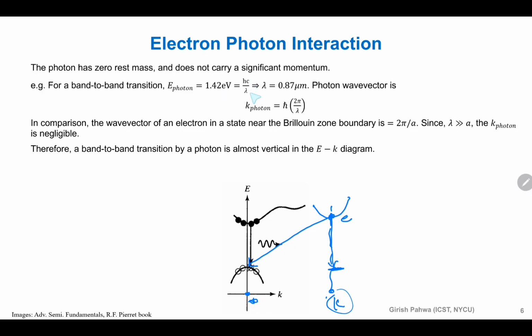Let me see. So this is hc by lambda equals energy, inversely proportional. So if you increase the energy of the photon, a very, very high energy photon, then maybe your lambda will reduce, right? Lambda and energy are inversely proportional. So if E is very, very large, lambda becomes comparable to, say, a nanometer or so, but that's not the case for photons that usually carry this much energy.